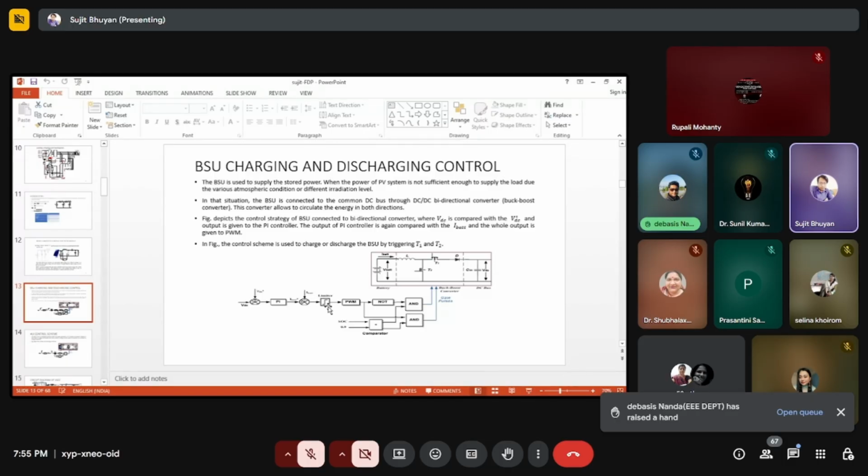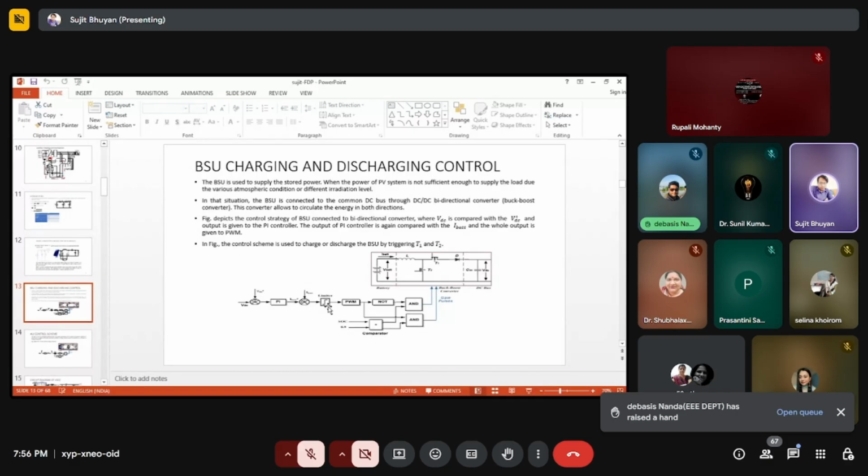And here I have taken the state of charge. If it is less than 0.9, then it is given to the AND circuit and it will trigger, and some pulses will be given. So this is the basic simple control strategy I have used for the BSU for charging and discharging purposes. Charging means when the state of charge is less than 90%, sorry, less than 20%, then it is taken for charging purposes, right?